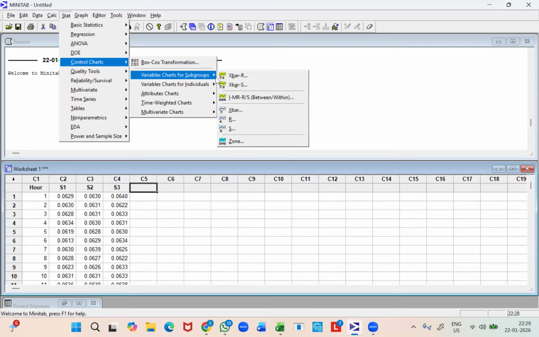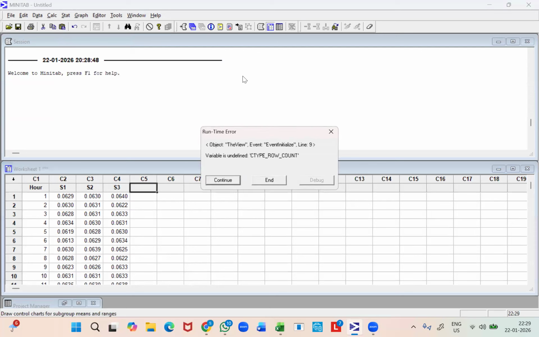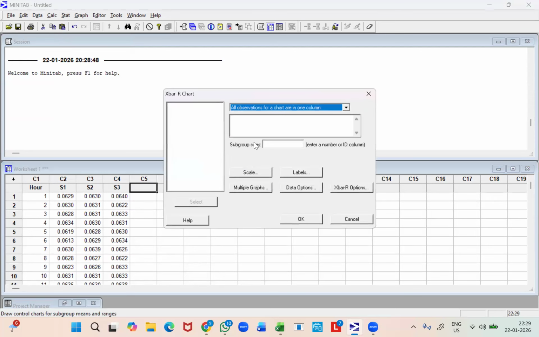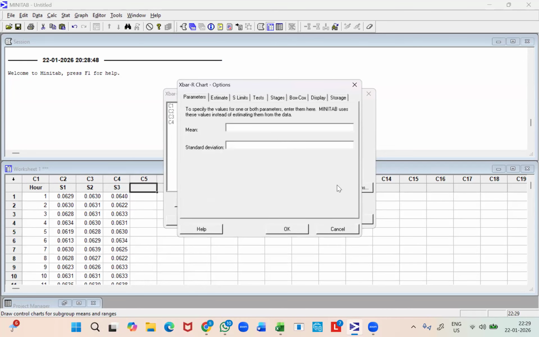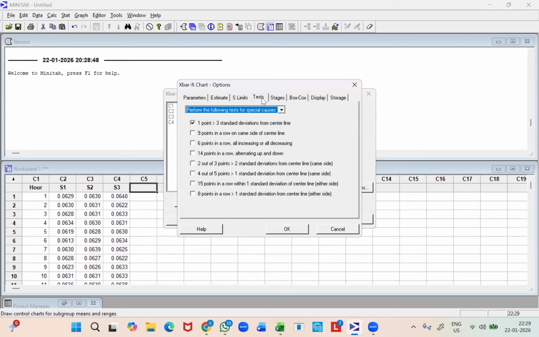The other name for continuous is variable. So under variable charts for subgroup, we have the X bar R chart. Click on that, and the dialog box will open. All the observations for the chart are given in one row of columns, so choose that particular option, and then input the column headers where we have the sample data, S1, S2, and S3, and then click on X bar R options, and then click on Tests.